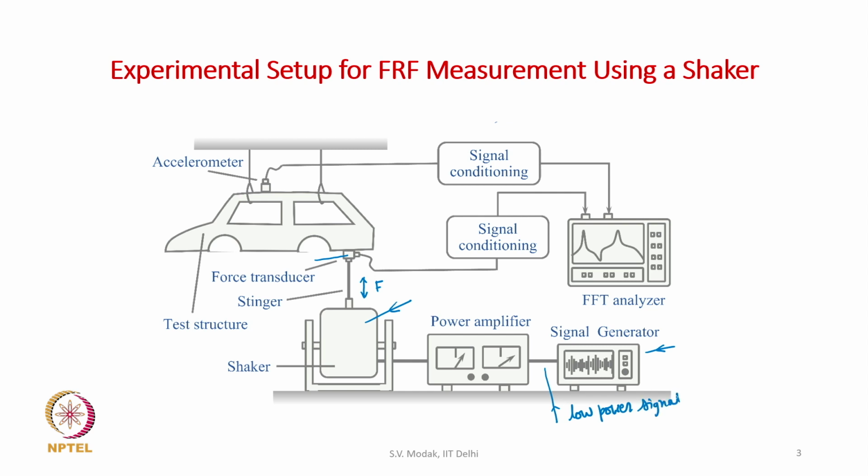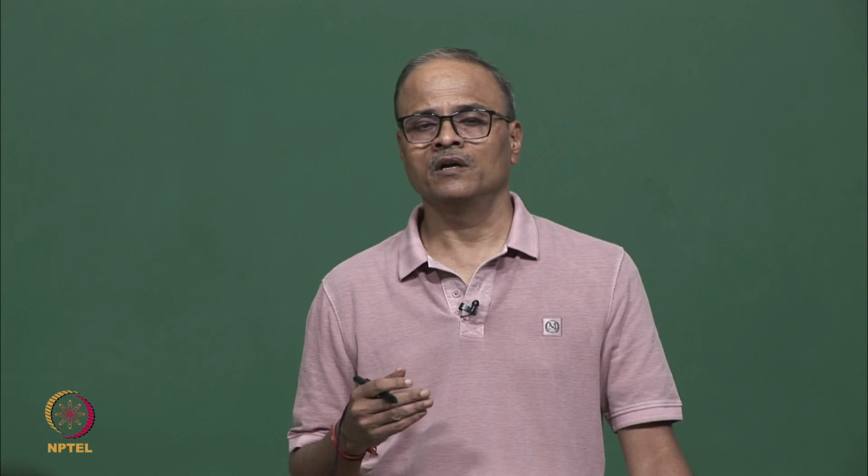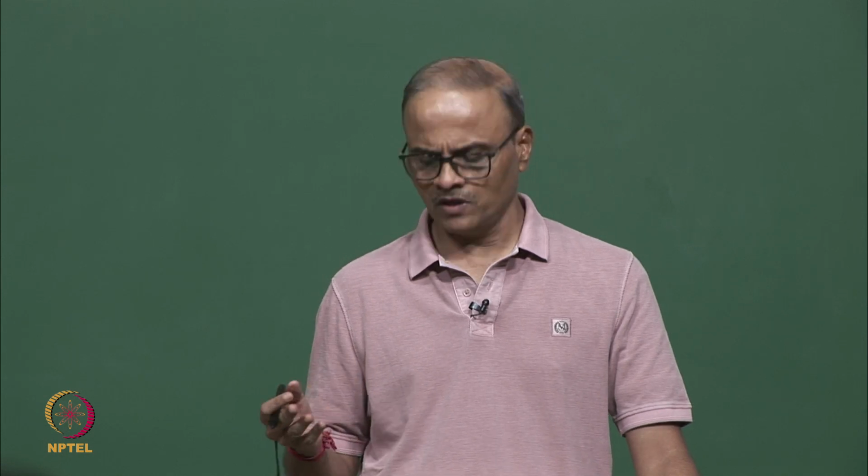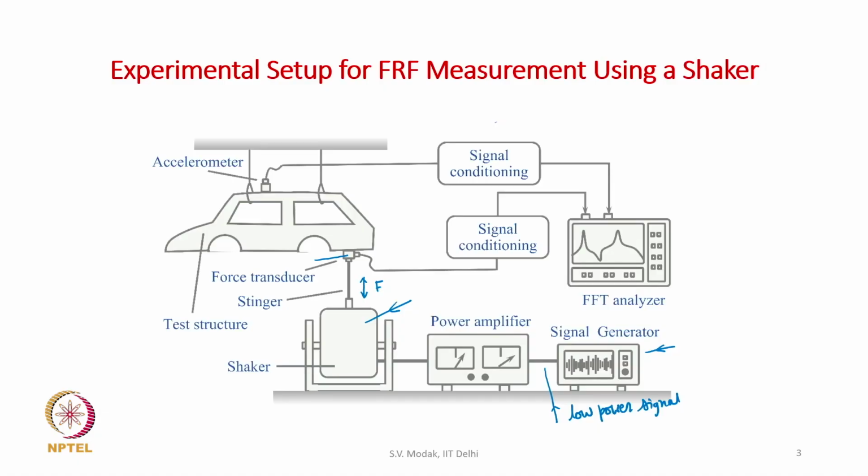The signal generator output is a low power signal, and that cannot be used to directly drive the shaker, because the shaker has to excite the structure, right. So it requires a larger amount of energy for excitation. Therefore, power amplification is required, and for that purpose the power amplifier is used. The power amplifier generates a signal which has a larger amount of power, but has the same frequency characteristics as the signal it receives from the signal generator.